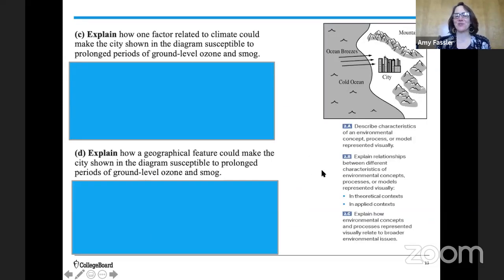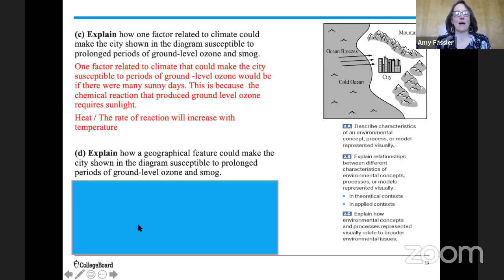Next, we're going into the part where we're asked about factors that relate to the climate. Explain one factor of climate that could make the city in the diagram susceptible to prolonged periods of ozone and smog. One climate factor could be that that city is located in a very warm environment with a lot of sunny days. It didn't have to show me that. It said explain how one factor related to climate could make it more susceptible to ground level ozone and smog.